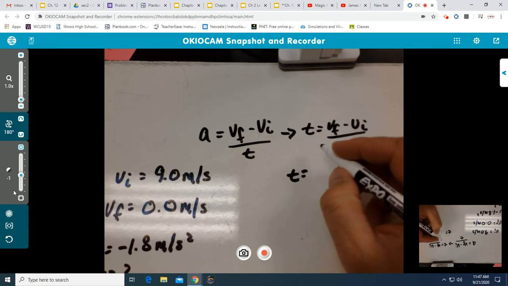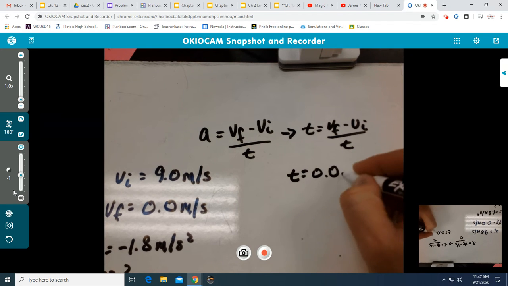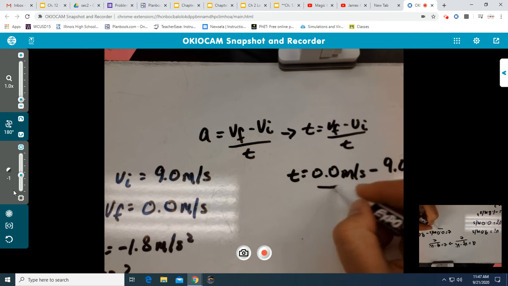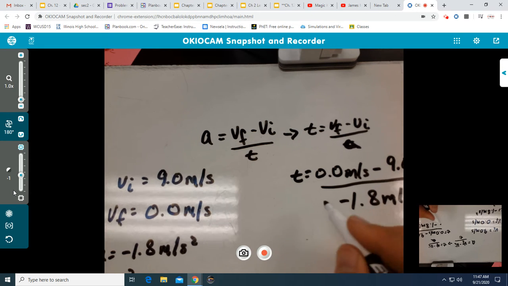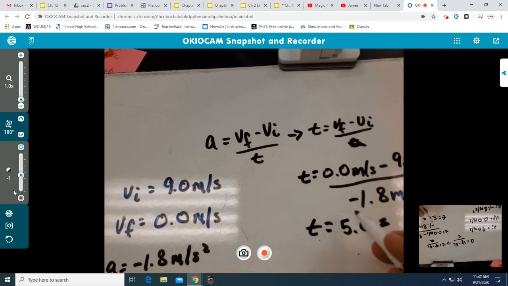So simply just input your values. Our final velocity was 0.0 meters per second minus our initial, which is 9.0 meters per second, divided by the average acceleration. Oops, I made a mistake up on this one. That's supposed to be an a. You get negative 1.8 meters per second squared. So once you solve for this, you're going to find out that it takes approximately 5.0 seconds for this bus to slow down from this particular initial velocity.